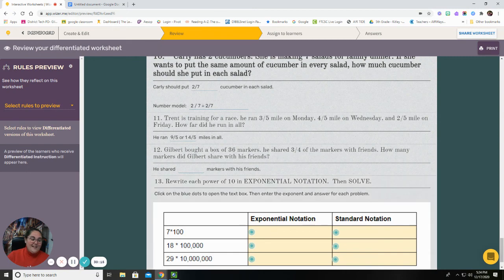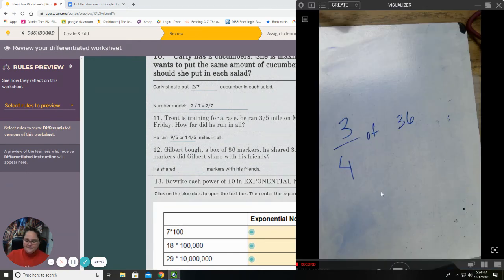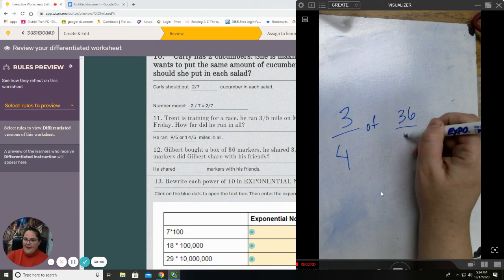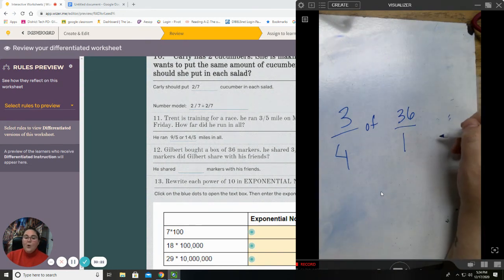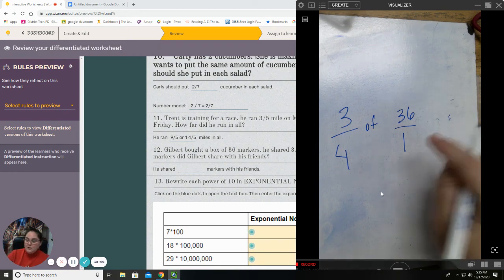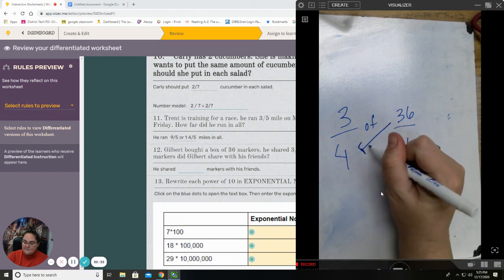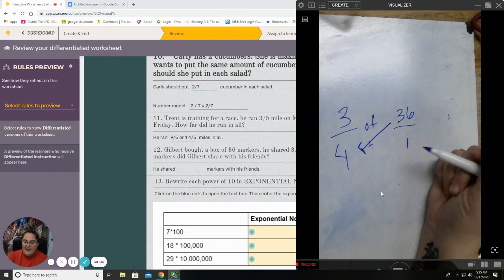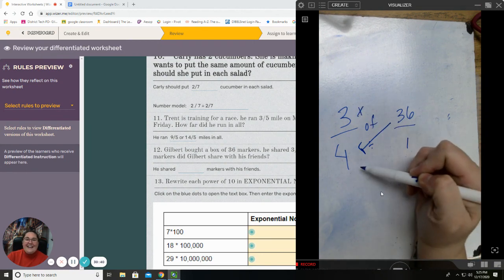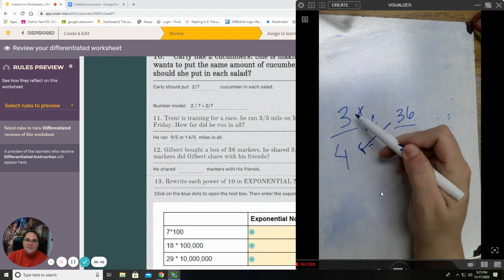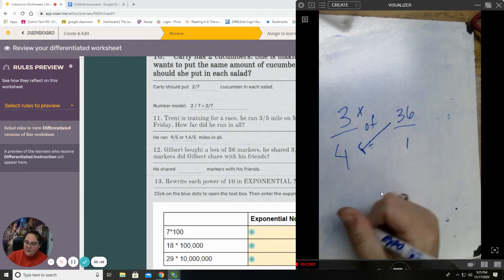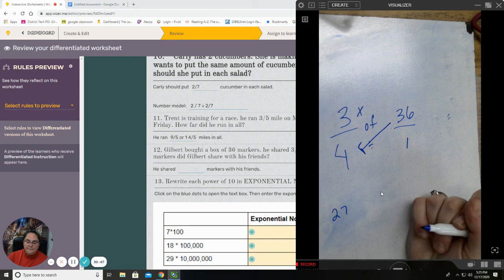So this is one that we've done in the past. Remember, you can put it over 1 and then multiply straight across. Or you can do my trick. Multiply by the top, divide by the bottom. It does not matter the order. So for me, I'm going to divide first, and then we'll multiply. 36 divided by 4 is 9, times 3 is 27. So your answer will be 27.